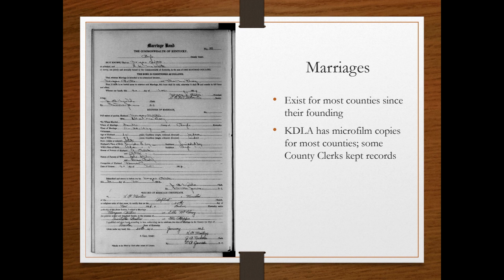Sometimes you might have these kinds of marriage records at your library if you have them on microfilm or something. Otherwise, they might just be at the courthouse, at the county clerk's office, or you might just have indexes that refer to those, which people could then use to find the actual certificate themselves. So, like I said, these are fairly easy because they exist for most counties since their founding, unless again there was some kind of a disaster or a fire.